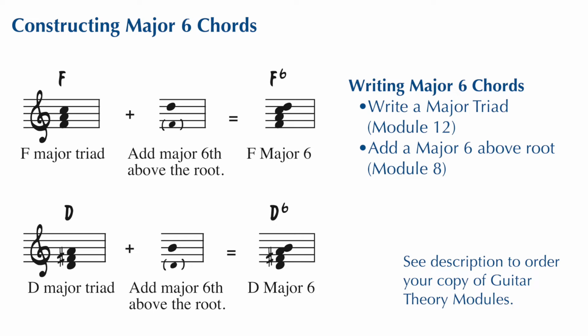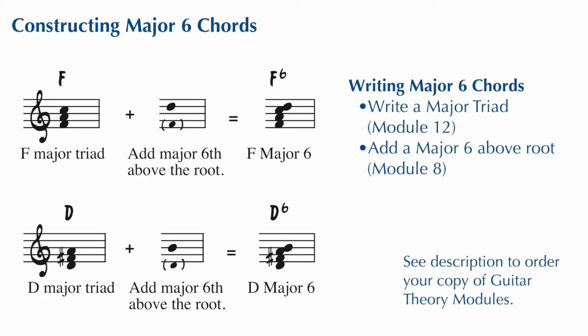So if we wanted to write an F6 chord or F major 6, we would write an F major triad. That's going to be F, A, and C. Add a major 6th above the root. The root, of course, is F. Major 6th above F is D. Stack them all together. You have F, A, C, and D, or F6.